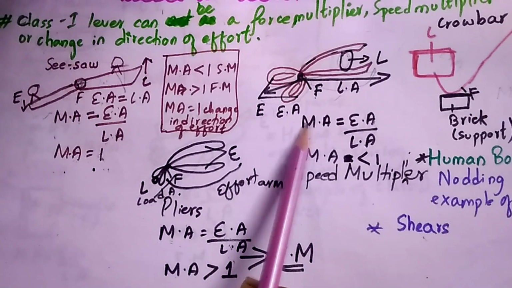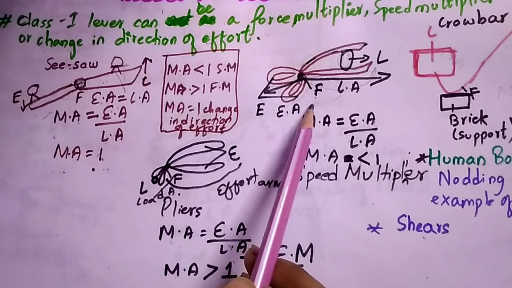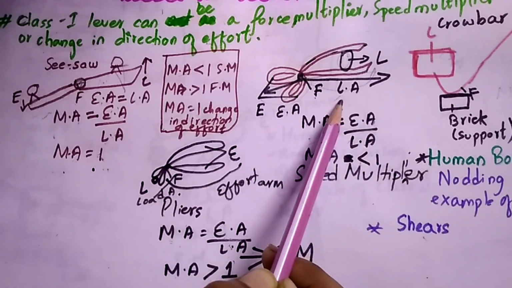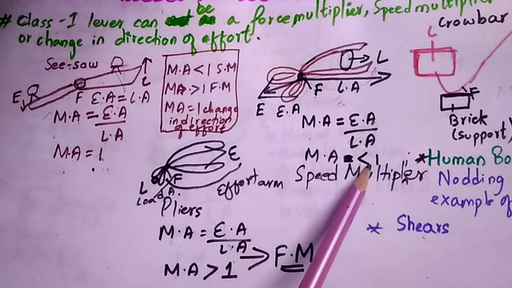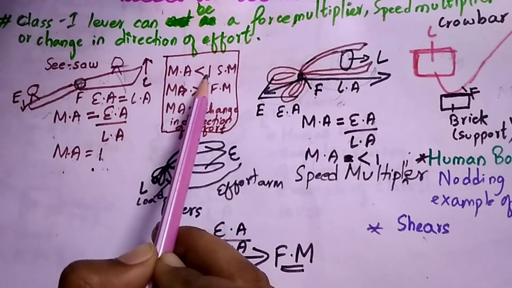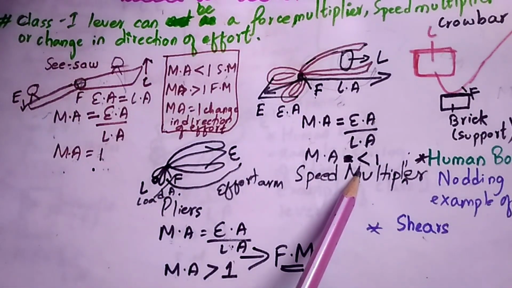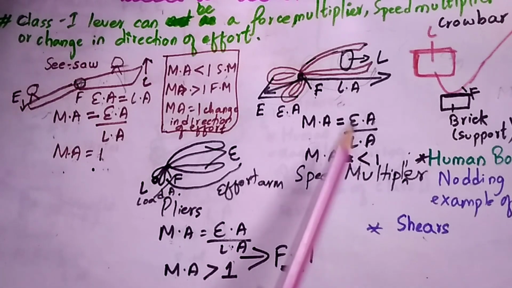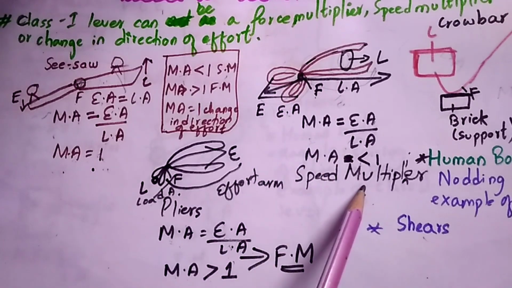So here mechanical advantage is equal to effort arm upon load arm. Mechanical advantage is less than 1 because here effort arm is shorter than the load arm. So when effort arm is shorter than the load arm, mechanical advantage is less than 1. And if mechanical advantage is less than 1, then it is a speed multiplier. And hence scissors help us to cut the paper faster. We can tear the paper also, but to tear it in a proper manner, we need lots of time without using a scissor. But if we use scissors, it helps us to cut the paper faster, and hence scissor is a speed multiplier.